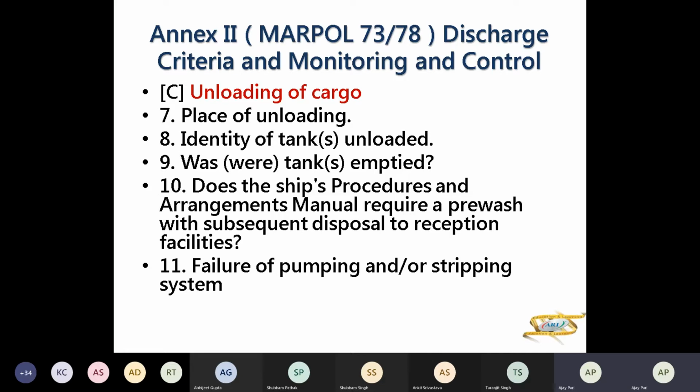Was it pre-washed? What were the P&A manual requirements requiring pre-wash with disposal to reception facilities? Was there a failure of pump or stripping system? That has to be mentioned here.